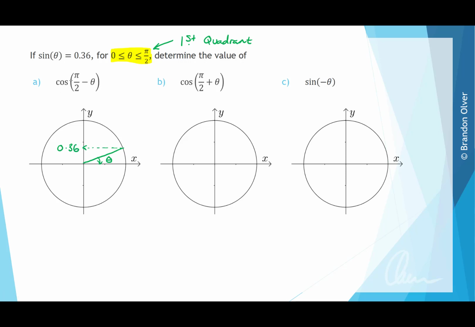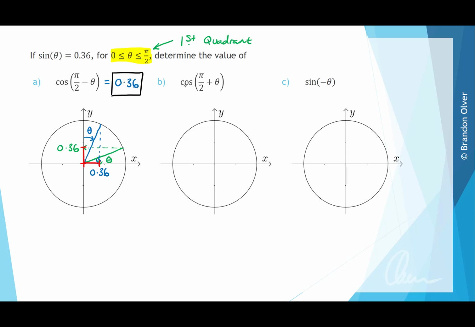For part A, we're going to look at pi on 2 minus theta. So pi on 2 is 90 degrees, or at the y-axis. And if we subtract away theta, that's coming back this direction. And our cosine value is read off the x-axis, which is down here. So if this is 0.36, by symmetry, this is also 0.36. So that means that cos of pi on 2 minus theta is equal to 0.36.